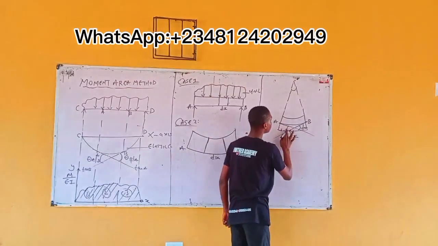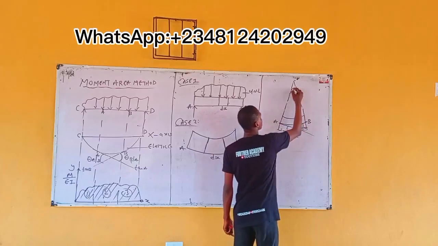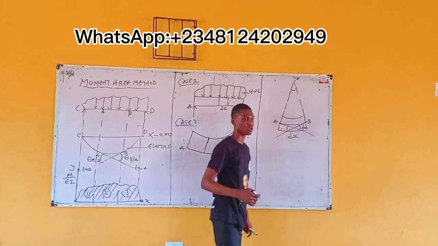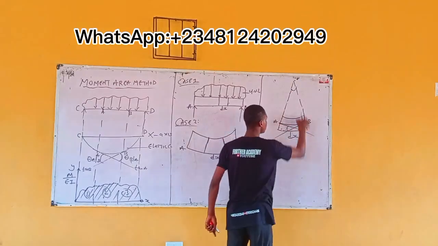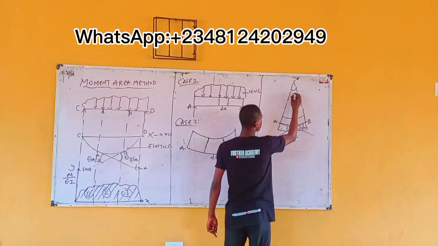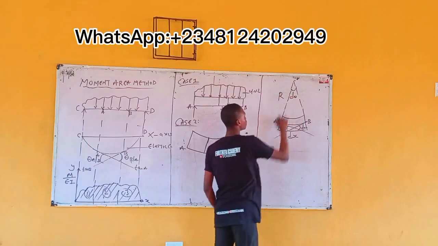So if we have an angle here, extend this perpendicular line, you have an angle here too. So the angle here, geometrically, this angle is equal to this angle. So this is also theta. Then this is the radius of curvature.